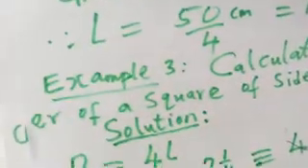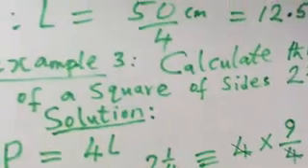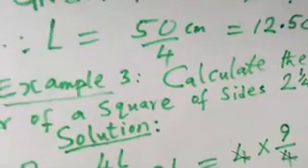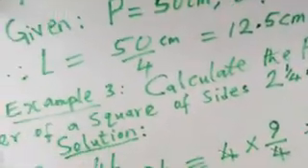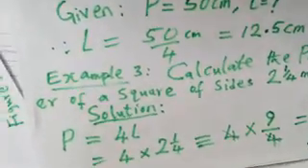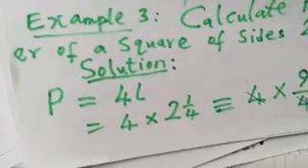Example 3. Calculate the perimeter of a square of side 2 whole number 1 divided by 4 in meter. Perimeter is equal to 4L. So to calculate the perimeter, given length to be 2 whole number 1 all over 4, we are going to have 4 times 2 whole number 1 all over 4.